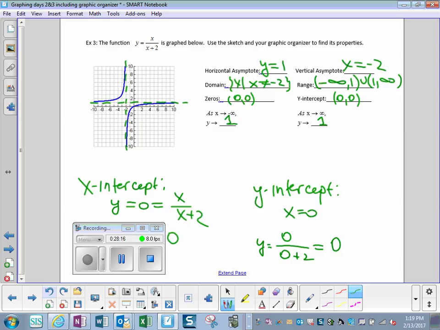So you see how the horizontal asymptote is related to the end behaviors, and every vertical asymptote is related to domain. Is that the case every time? Okay, any questions here?